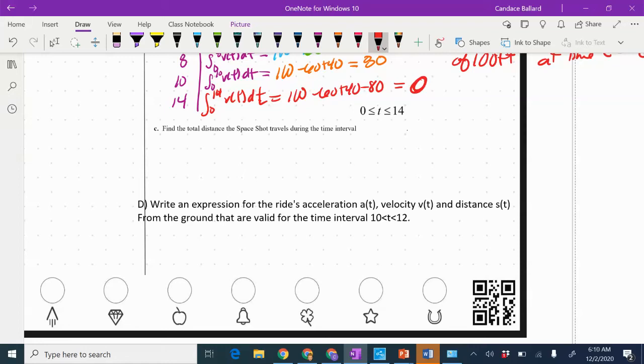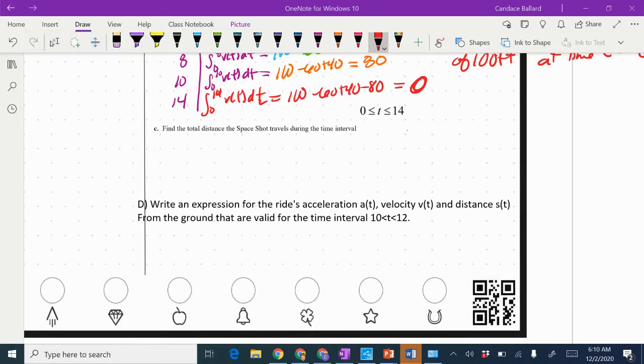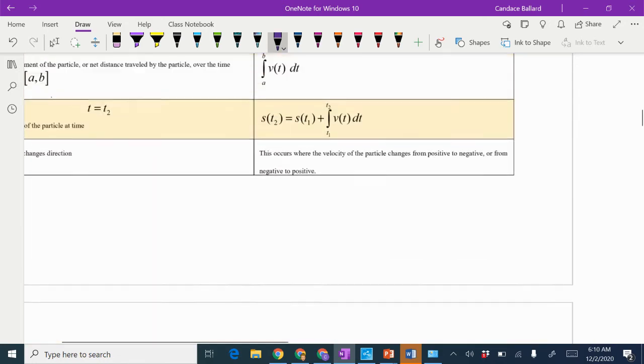In this video, we're going to continue topic 8.2. We're still working on example 2, and we're going to work on part C. To find the total distance the space shot travels during the time interval between 0 and 14, I'm going to come up here just so you can see how to reference this table up here.